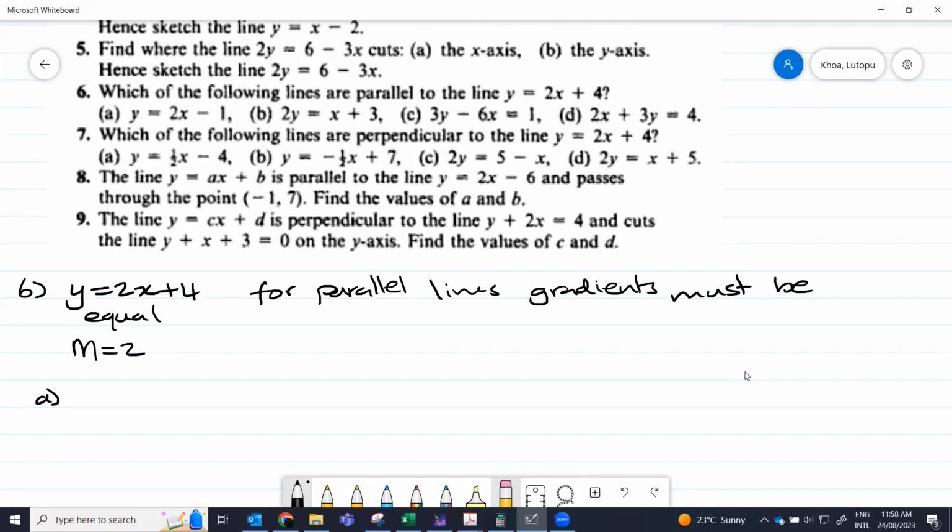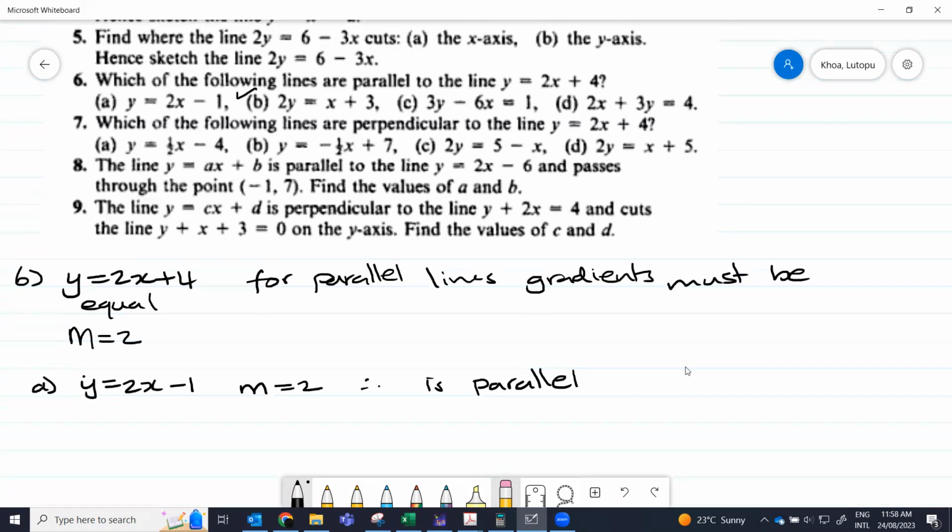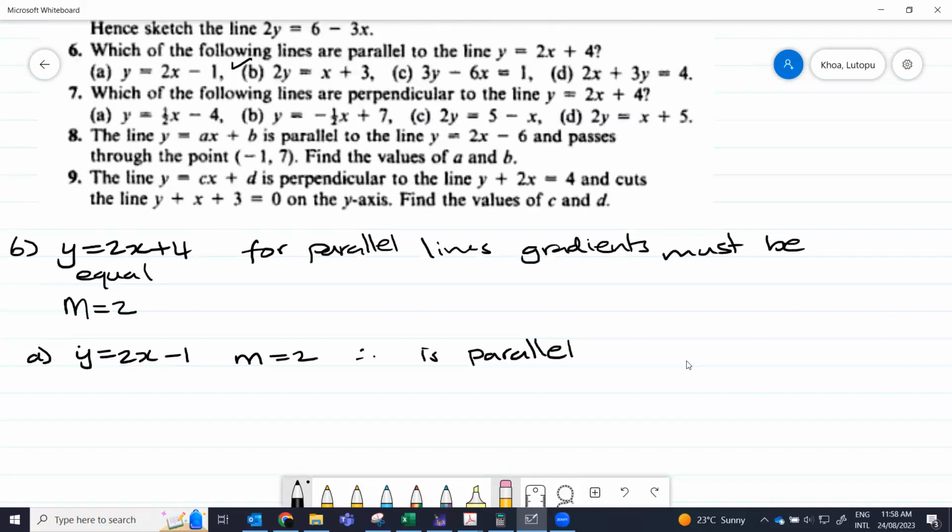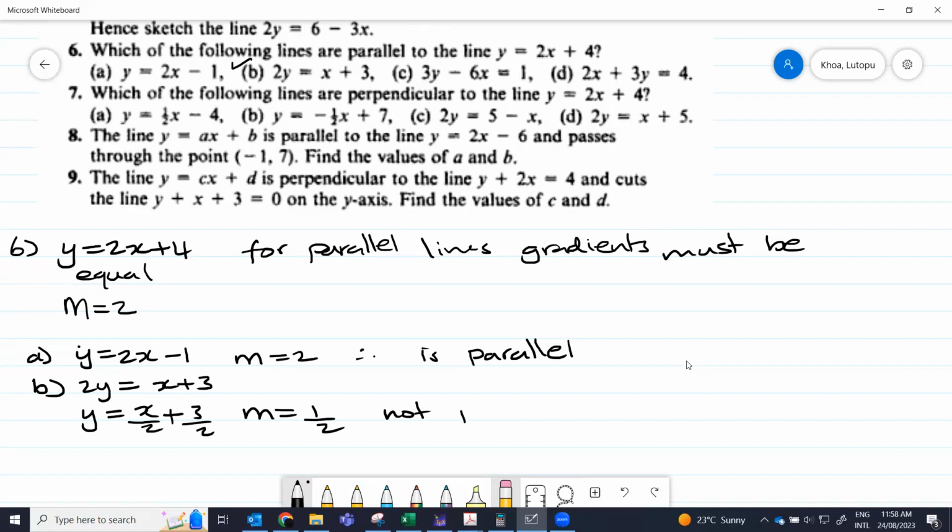So A, y is equal to 2x minus 1. m is 2 because it's in standard form, therefore it is parallel. So A is parallel, yes. Then we do the same thing with B. So B, we have 2y is equal to x plus 3. If we write this in standard form, we have y is equal to x over 2 plus 3 over 2. The gradient is a half, not parallel.